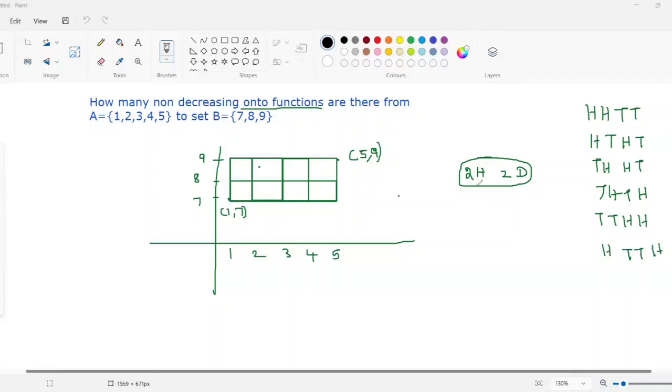Same thing here. I just need to make two horizontal and two diagonal moves, so the number of ways I can arrange H, H, D, and D is 6. So the answer is 6: the total number of non-decreasing onto functions from set A to set B, where all the outputs 7, 8, and 9 are achievable through the inputs, is 6.